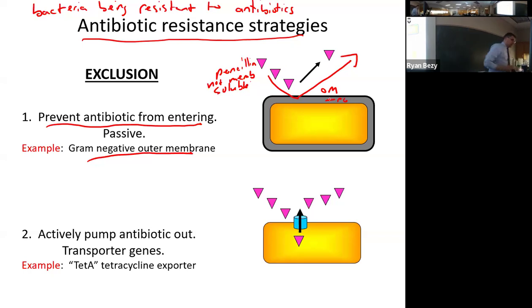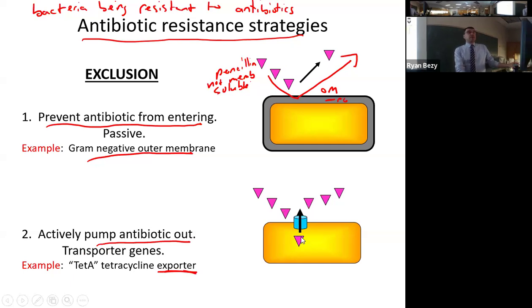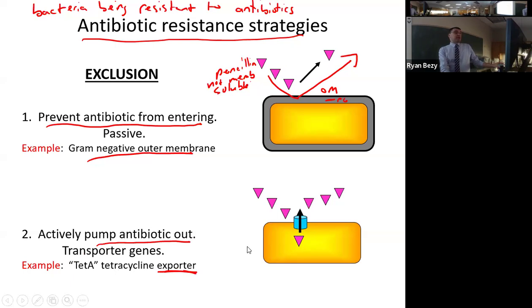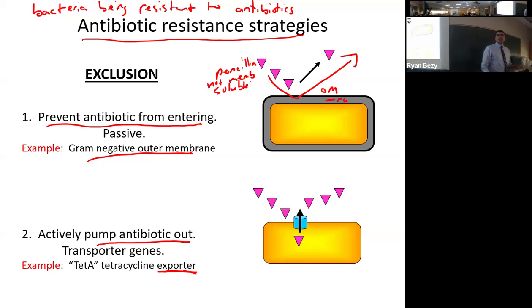The other version of exclusion, though, is pumping the antibiotic out, what is called an exporter. Antibiotic gets into the cell, like my tetracycline in pink here, but then there's going to be an exporter. In this case, this exporter is called a tetracycline exporter. Any antibiotic that gets in the cell gets immediately pumped right back out to the environment. So it's an antibiotic pump. Comes in, pumps it out, doesn't kill the cell. Questions about that?